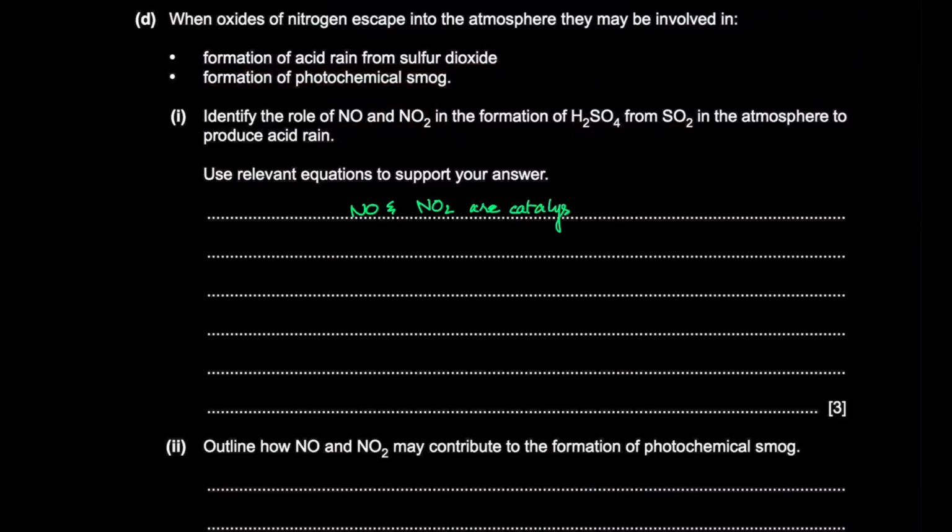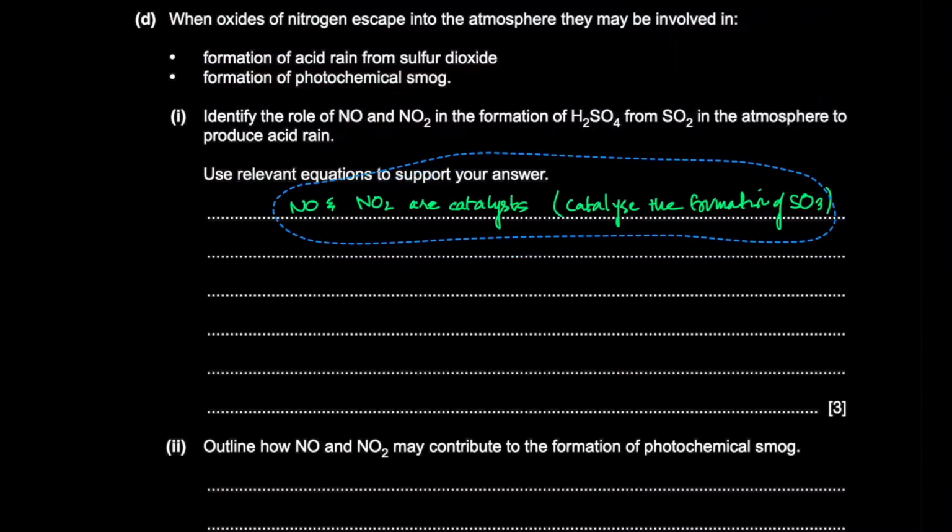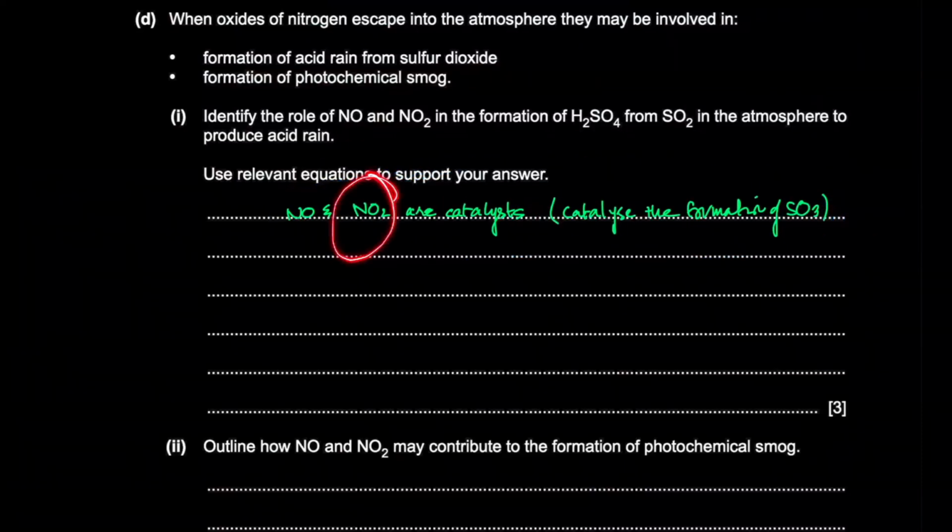They are catalysts, right? And I'll also write this in brackets, they catalyze the formation of sulfur trioxide, SO3. Now we have to write equations for this. Because they're saying NO or NO2, you can start with any one of them. Let's just start with nitrogen dioxide. Nitrogen dioxide reacts with SO2 to form NO plus SO3, right?